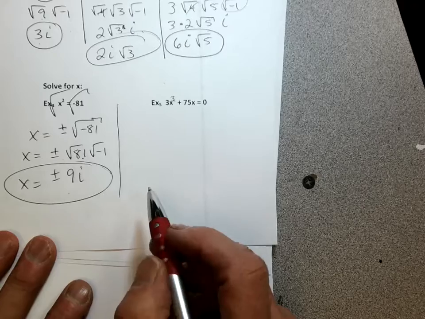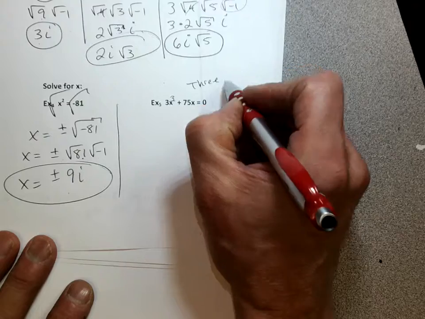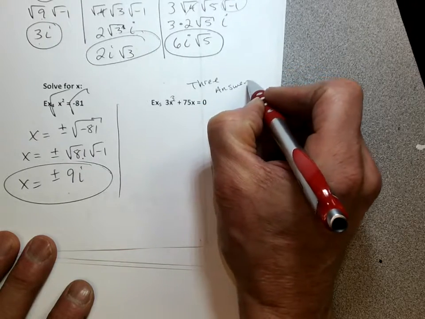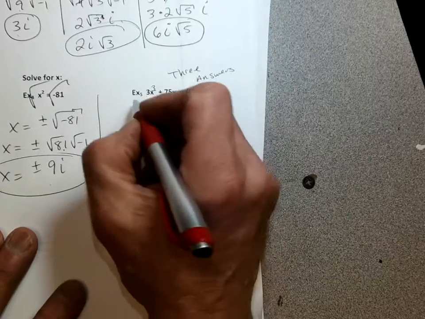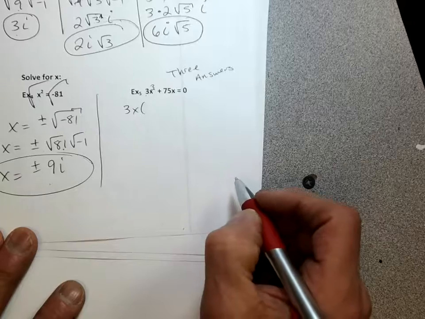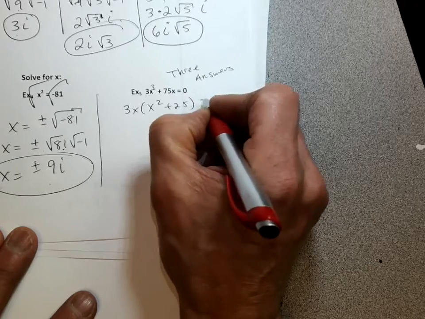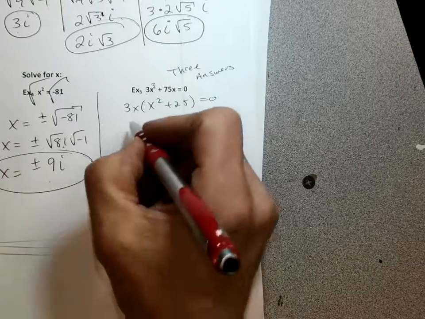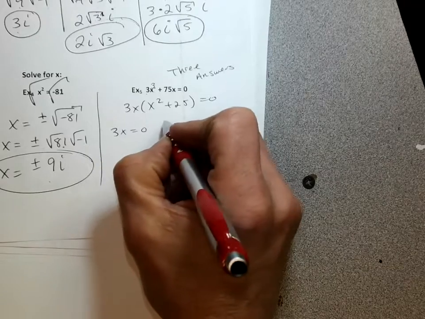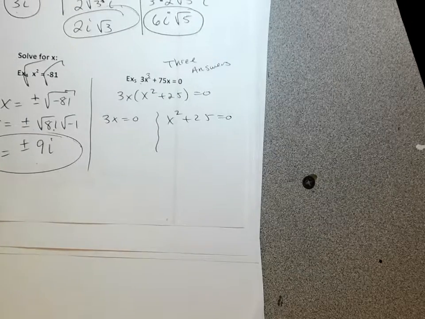Okay, example 5. We're going to have, you ready? 3 answers. The first thing I'm going to do is common factor out a 3x. So we're going to have a 3x, and I'll have an x squared plus 25 equals 0, okay? So when I factor, quite often then I make my mini equations. Remember, I factor, make my mini equations. One mini equation is 3x equals 0, and then my other mini equation would be x squared plus 25 equals 0, okay?